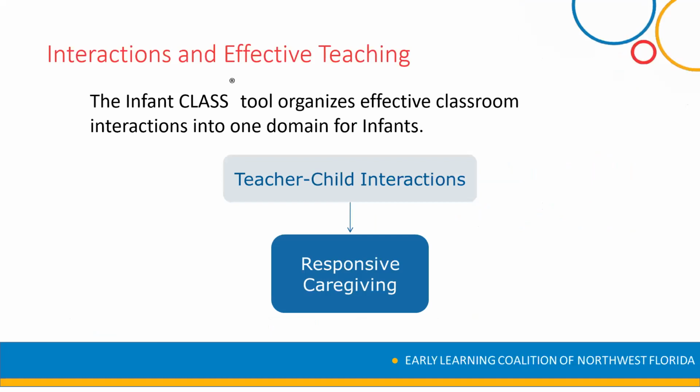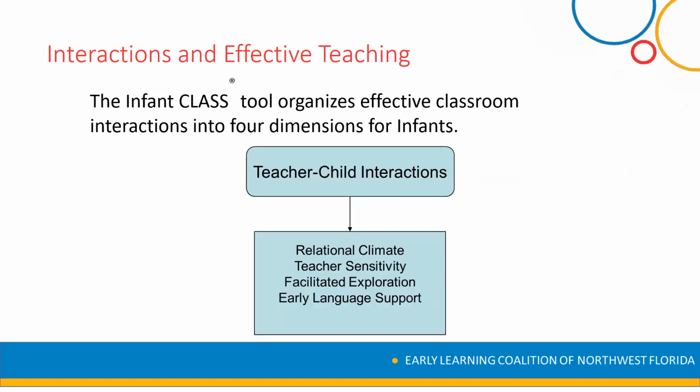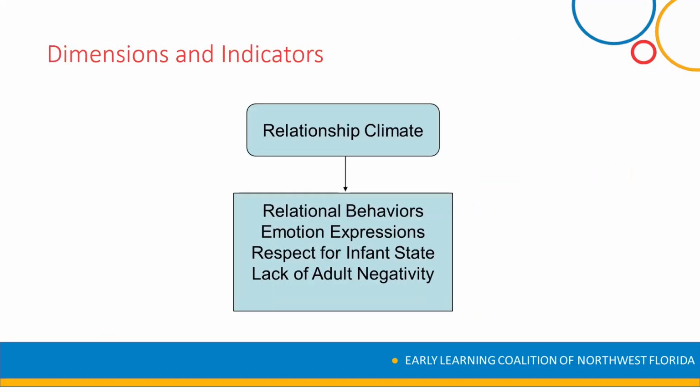The infant tool has one broad domain, which is called responsive caregiving. That responsive caregiving domain is broken down into 4 dimensions. And the 4 dimensions are relational climate, teacher sensitivity, facilitated exploration, and early language support. As we go through, we'll look at each one of these dimensions individually, so you'll understand what relational climate looks for and looks like. So relational climate, it's about relational behaviors. It's about emotion expressions. It's about respect for infant state and lack of adult negativity.